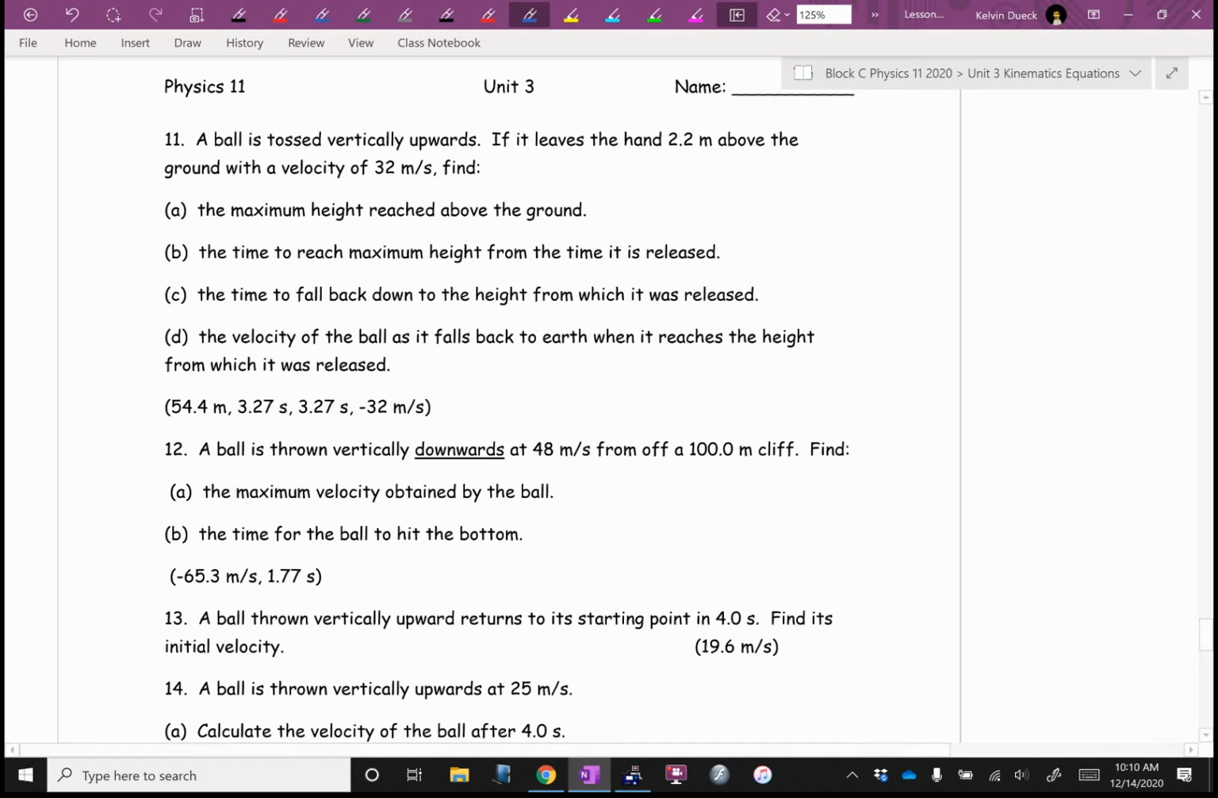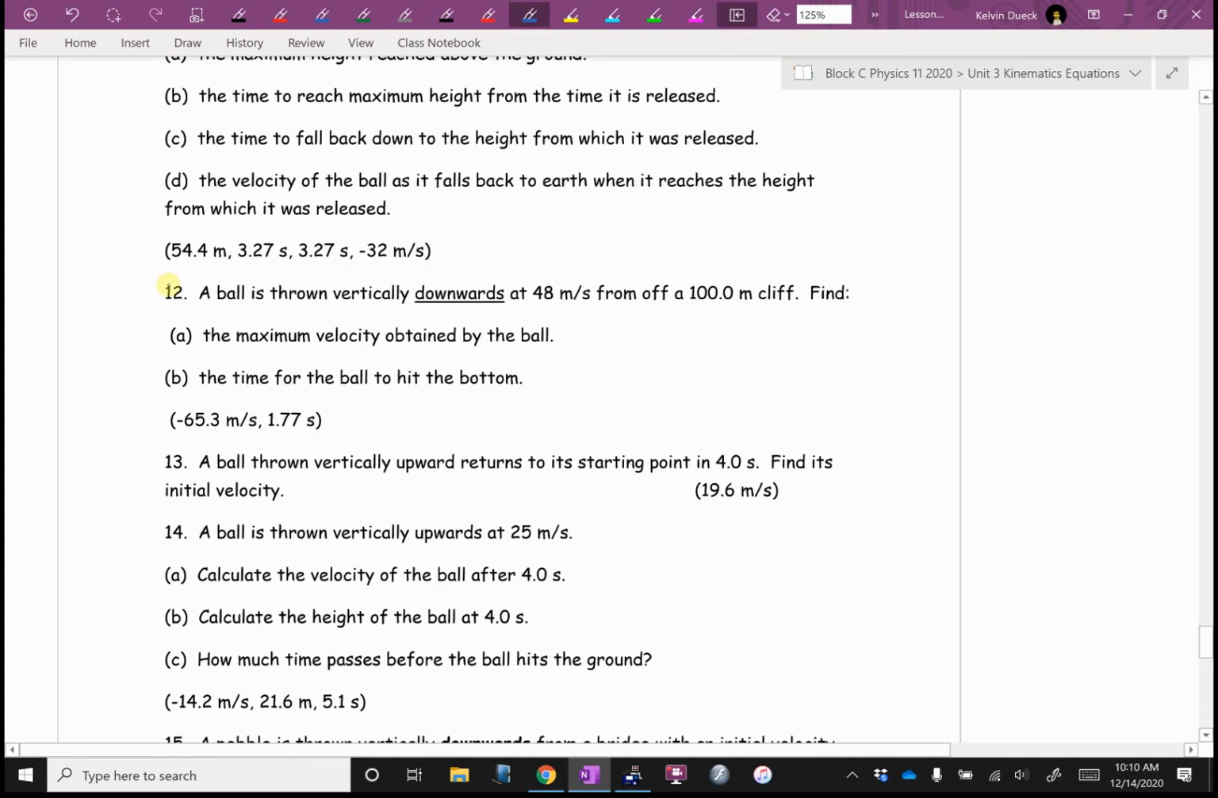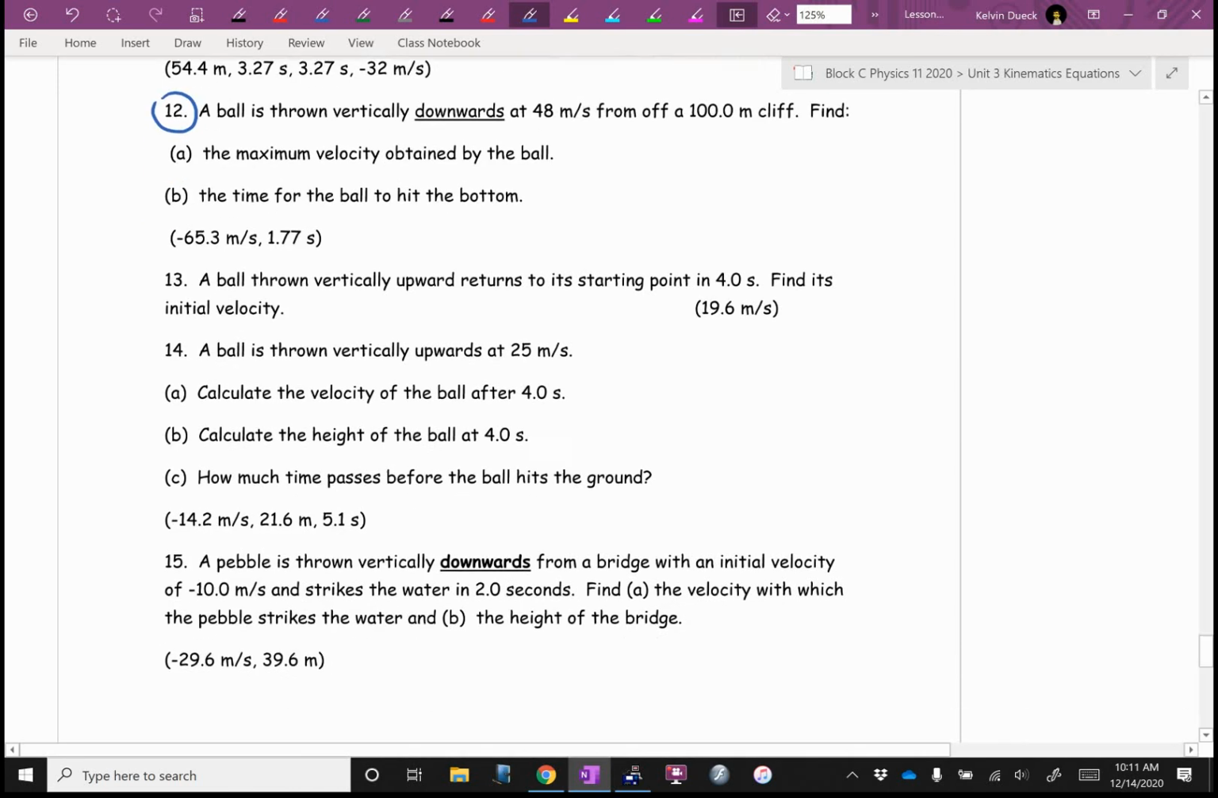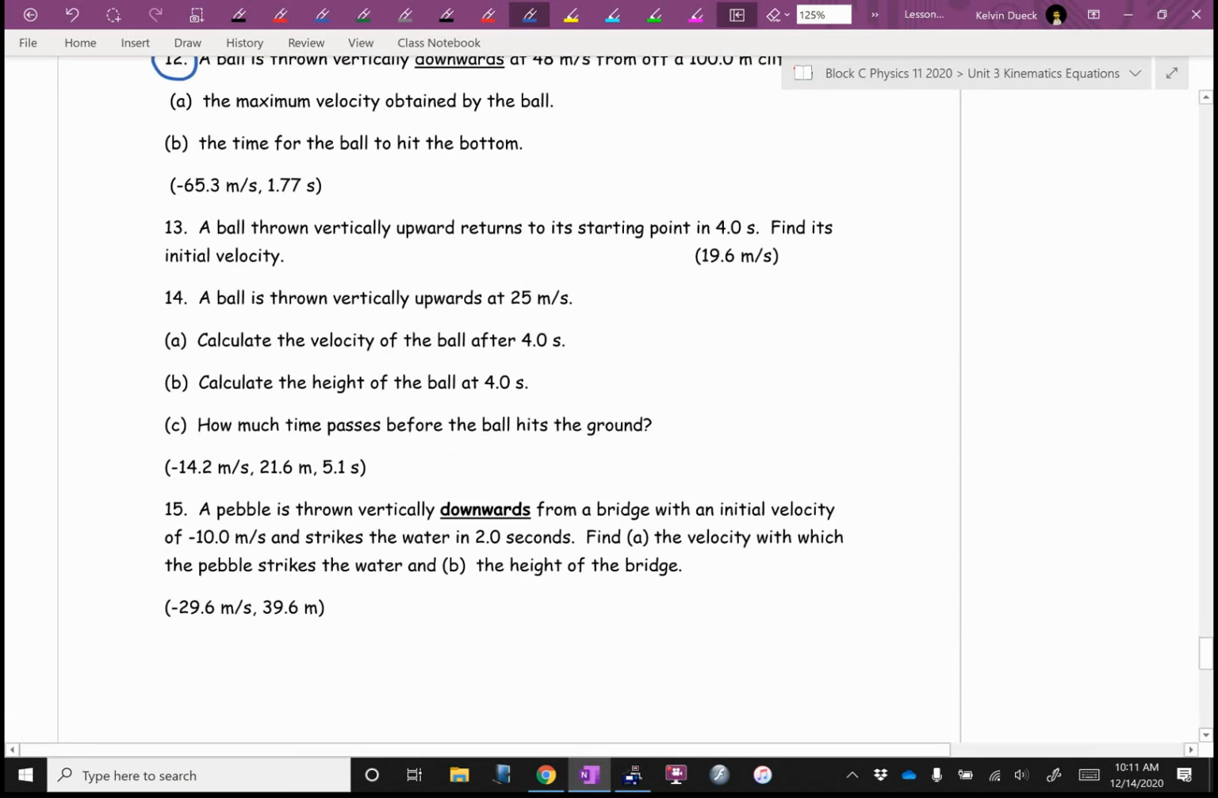Ball is tossed vertically upwards. Nah. But there's the baseball question where I did include the hand height. 12 is good. When A asks, so we're throwing a ball vertically downwards from a cliff, when it asks for the maximum velocity, when does it occur? It's impact. So another way to say it is find the impact velocity. Find the fastest that it's traveling, probably right when it hits the ground. Okay.